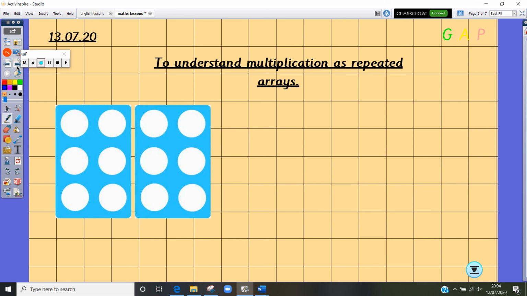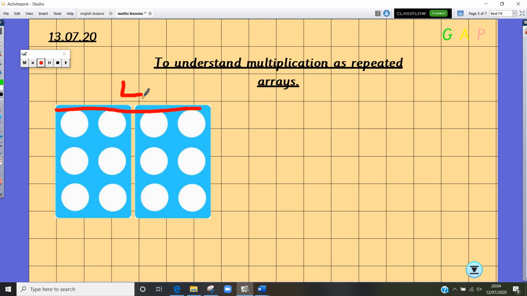So my pieces of Numicon have got bigger this time. So instead of just having 2 groups across the top, I have now got 4. So I've got 1, 2, 3, 4. Okay, so 4 is one of the numbers I'm going to be working with today, and I'm going to be multiplying 4 by the number of circles I can see going down my Numicon, which is still 3. Okay, so I'm doing 4 times 3.